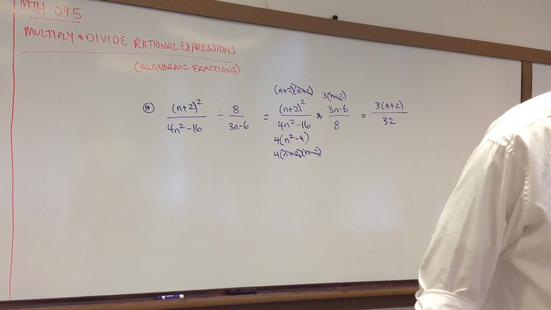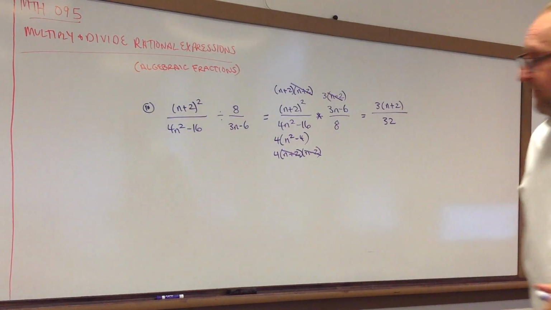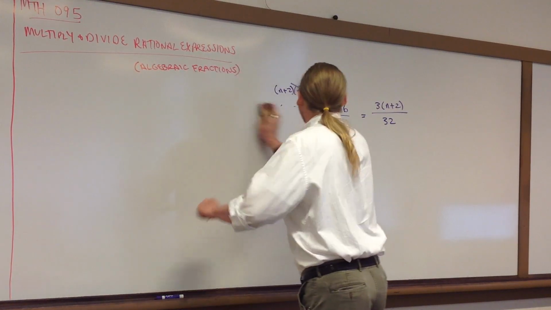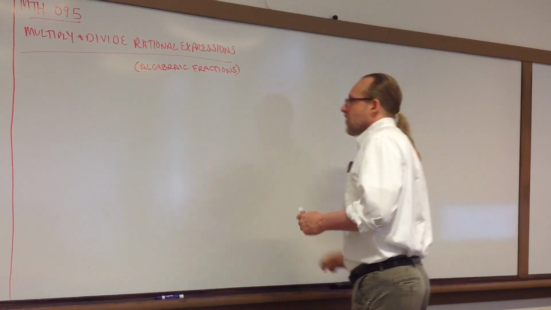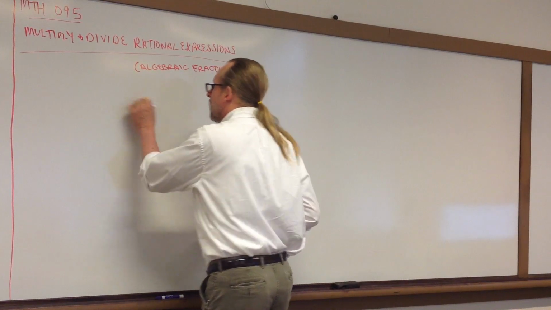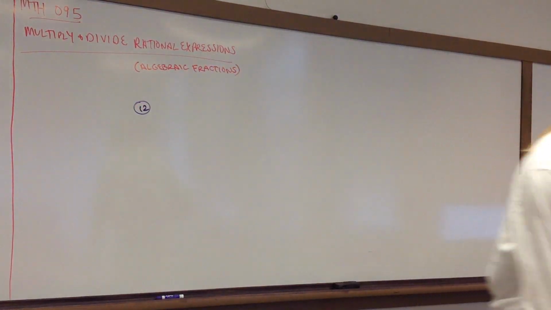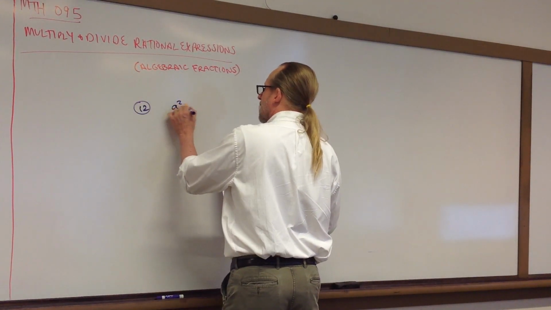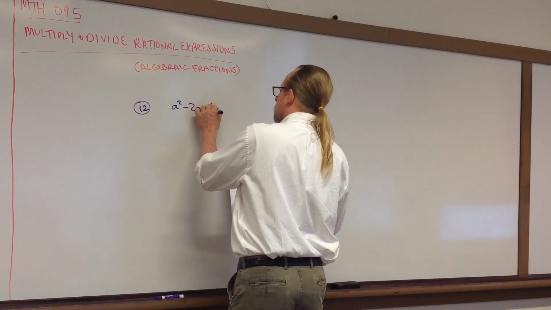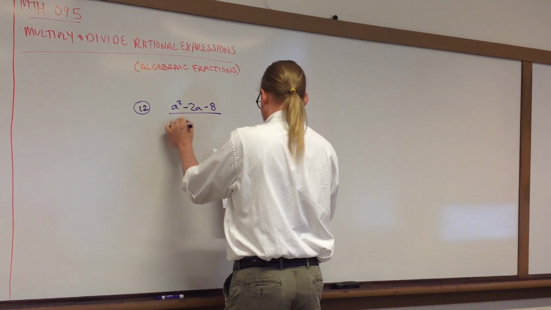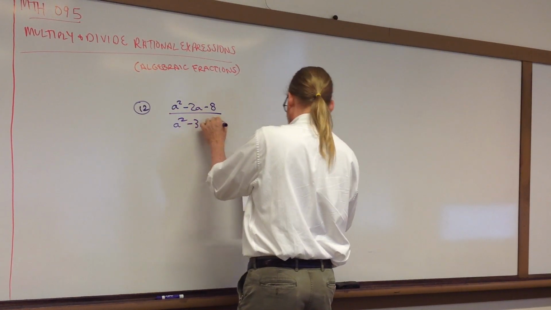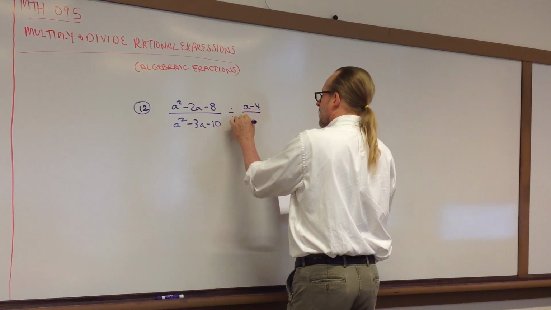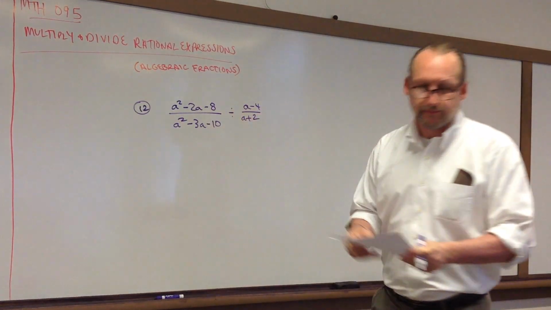Okay, let's see here. Yeah, problem 12 looks kind of interesting. Problem 12: a squared minus 2a minus 8 over a squared minus 3a minus 10, divided by a minus 4 over a plus 2.